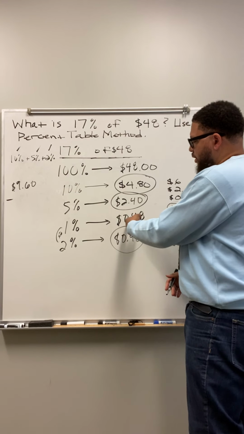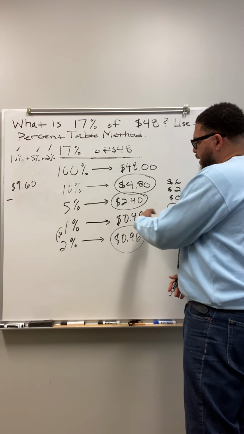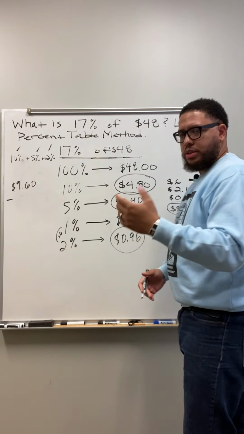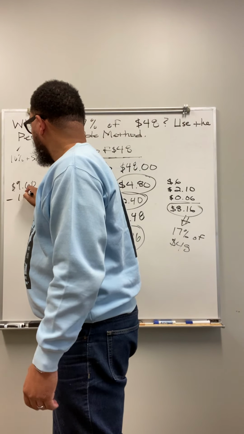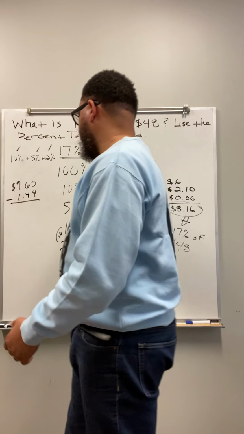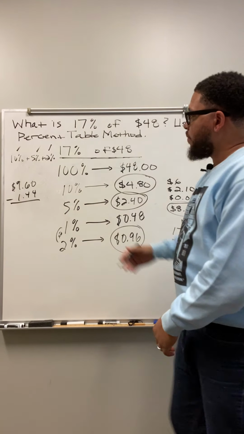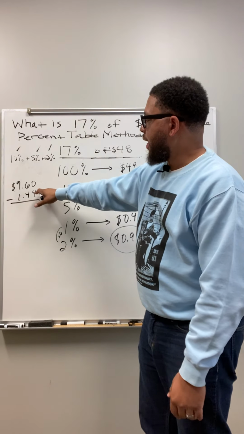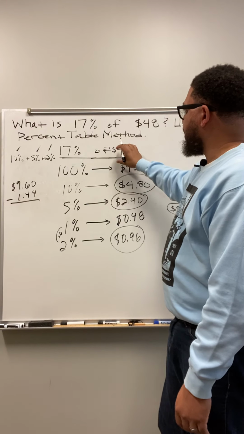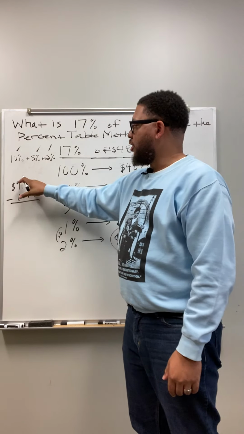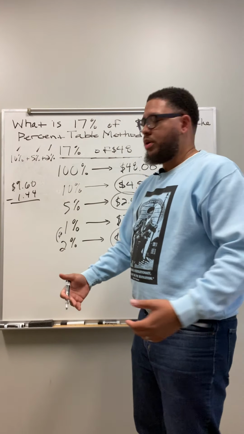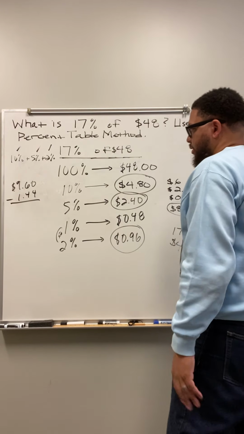So 40 times 3 is $1.20. 8 times 3 is 24. So $1.20 plus 24 cents is $1.44. So in my head, I'm doing 960 minus 144. That's my 20%. That's 3% of this $48. 20% minus 3% is 17%. So the difference between these two numbers is also another way to arrive at the answer, right?